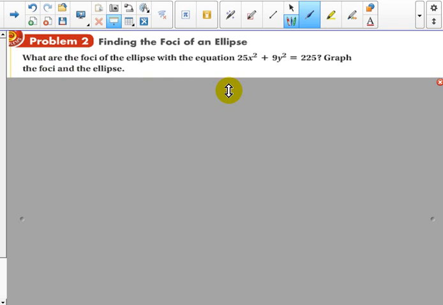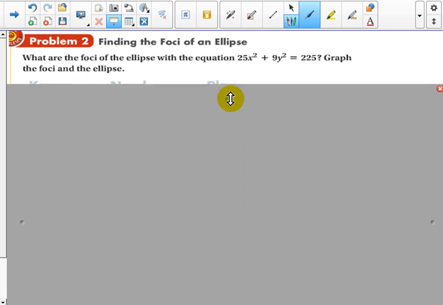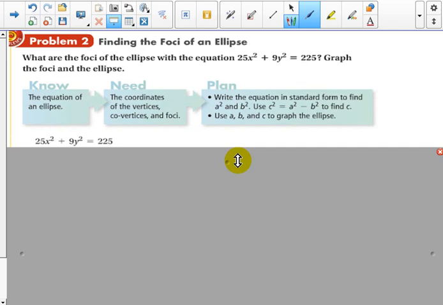Well, wouldn't we just love to plug this into a graphing calculator and hit graph? That would be so easy, but we can do this without that. We need to know the equation of an ellipse, and then the coordinates of the vertices, the co-vertices and the foci. Our plan is to write the equation in standard form so we can find a squared and b squared. Then we use c squared equals a squared minus b squared to find c. So we're just using geometry, and then we use a, b, and c to graph our ellipse.